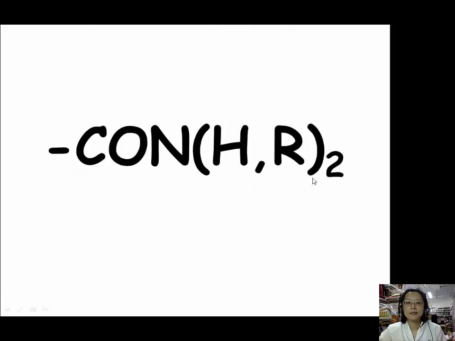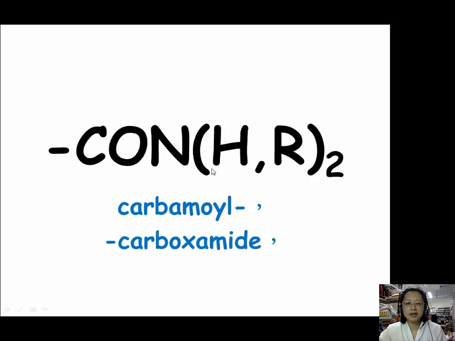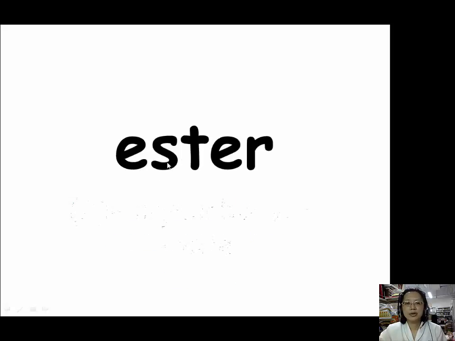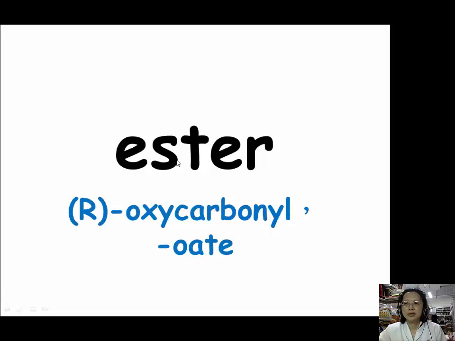So let's review for amide. This is called amide. We have the prefix carbamoyl, C-A-R-B-A-M-O-Y-L, and carboxamide, C-A-R-B-O-X-A-M-I-D-E, and the suffix amide, A-M-I-D-E. For ester, we have R-oxycarbonyl, or the suffix oate to use.